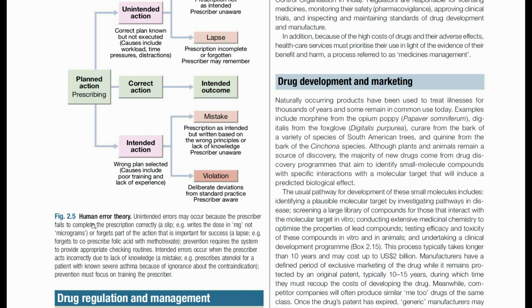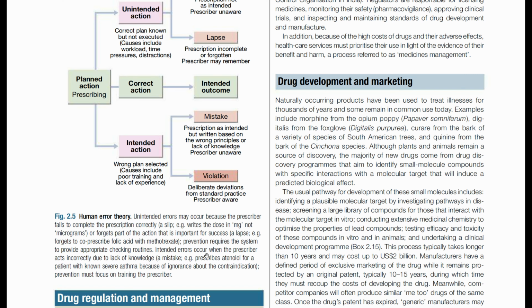Figure 2.5, Human Error Theory. Unintended errors may occur because the prescriber fails to complete the prescription correctly. A slip, for example, writes the dose in milligrams, not micrograms, or forgets part of the action that is important for success. A lapse, for example, forgets to co-prescribe folic acid with methotrexate. Prevention requires the system to provide appropriate checking routines.